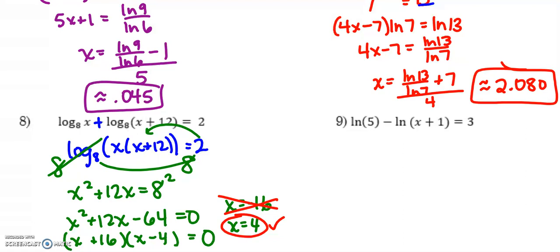Number 9, same approach. I'm going to use some properties of logs to condense first. So this subtraction sign will turn into division.